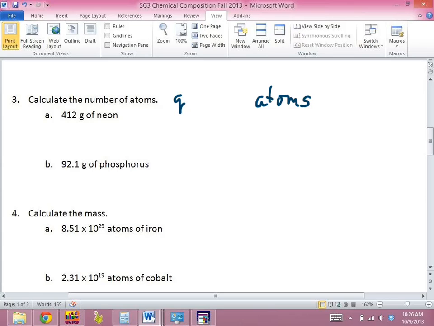There's two different ways to do this problem. What does the periodic table tell us? That 20.18 under neon, what does that mean? That means that 1 mole of atoms weighs 20.18 grams, right? 1 mole of neon atoms is equal to 20.18 grams of neon. How many atoms are in 1 mole? 6.022 times 10 to the 23rd, right? So that equals 6.022 times 10 to the 23rd atoms of neon.